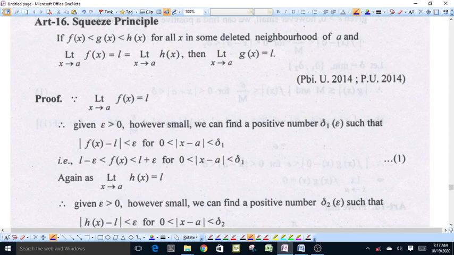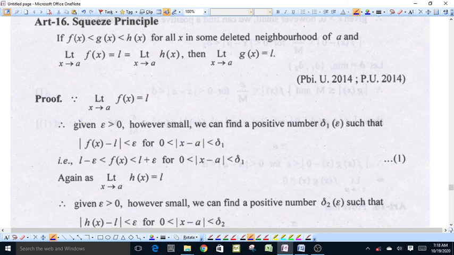Now, the squeeze principle. This is a very important principle to find the limits of some important functions. If f(x) is less than g(x) is less than h(x) for all x in some deleted neighborhood of a, and the limit of f(x) as x approaches a is equal to L is equal to the limit of h(x) as x approaches a, then the limit of g(x) as x approaches a is also equal to L.